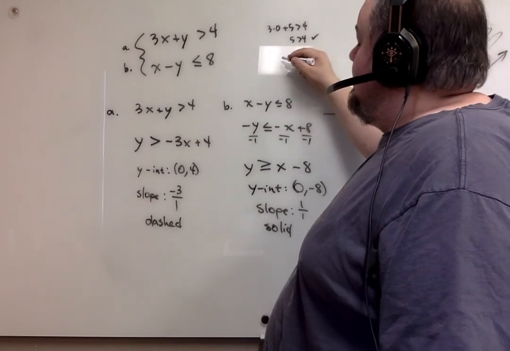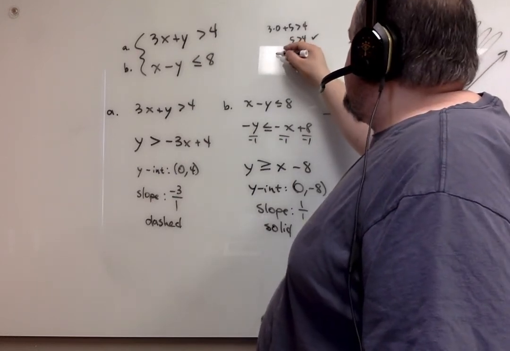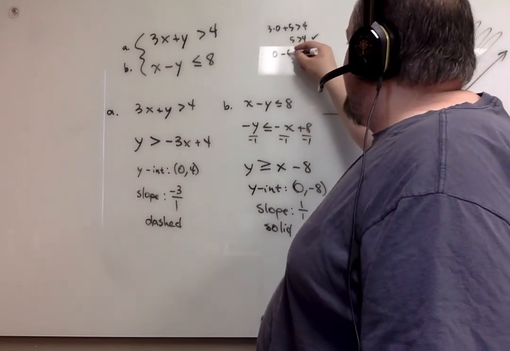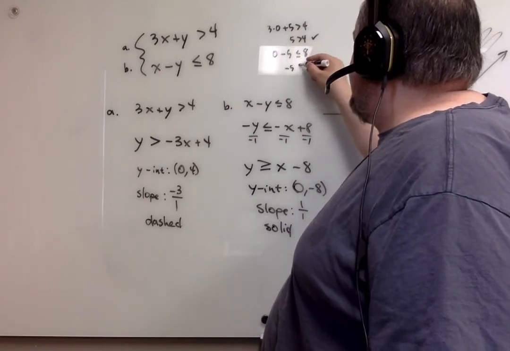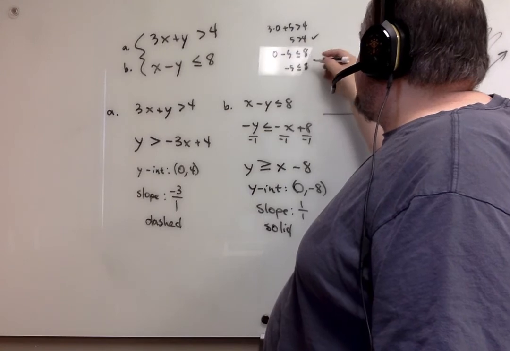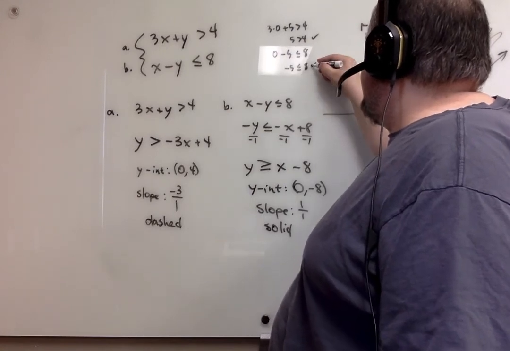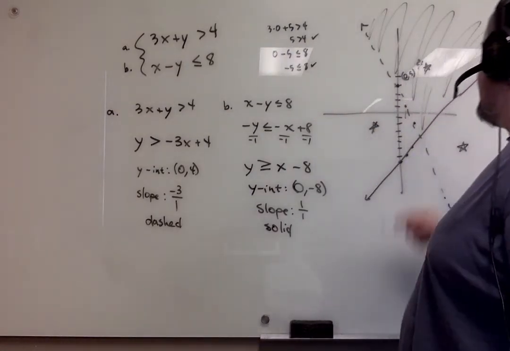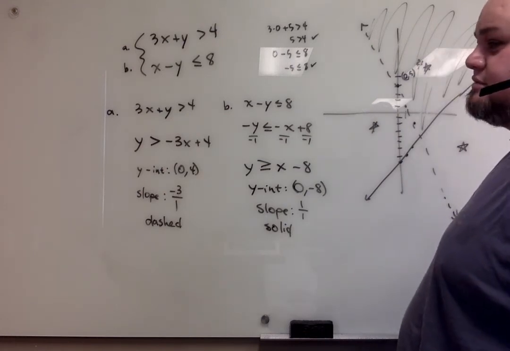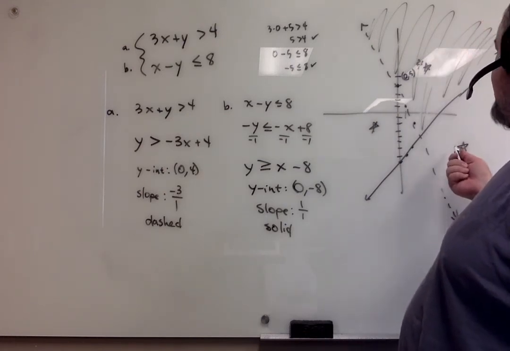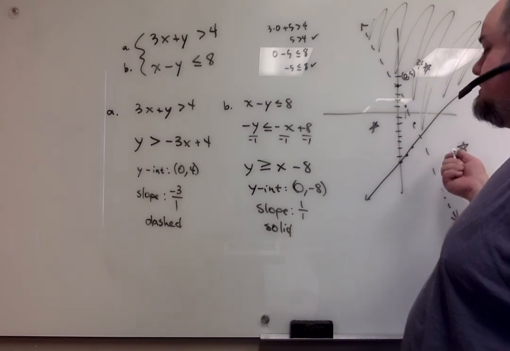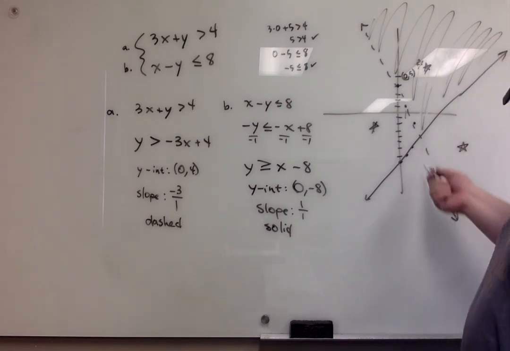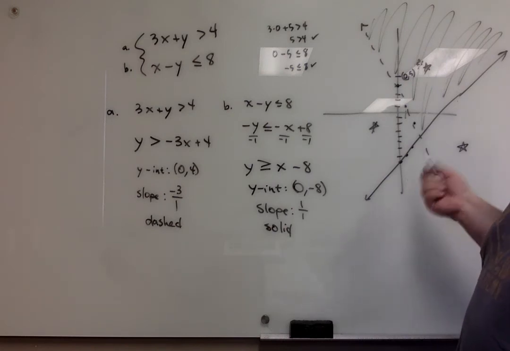Check. That is true. And then 0 minus 5 is less than or equal to 8. Well, 0 minus 5 is negative 5. So negative 5 is less than or equal to 8. Also true. So you can see this is the correct region that we shaded. If you tried this one over here, it would be true for the top one, equation A, but not equation B. And if you tried a point that was in this section, it wouldn't be true for either one.